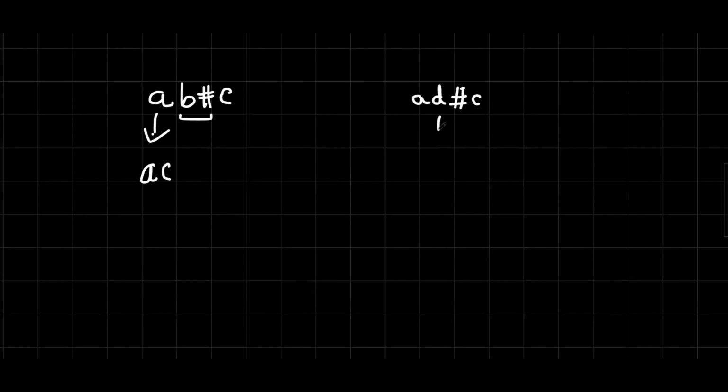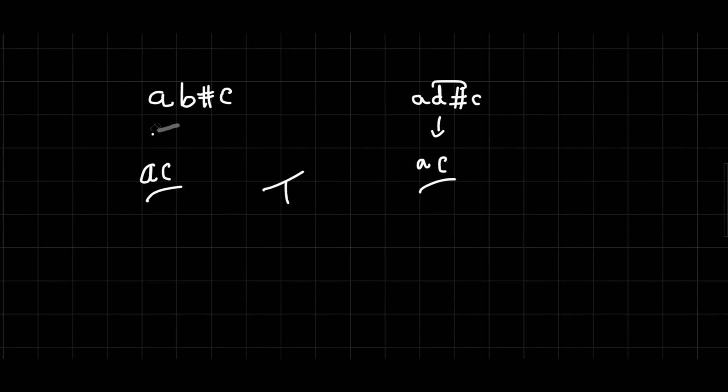And for the other string, first A will be placed here and there is a hash, so we have to ignore these two elements. So the final element will be C. After performing the backspace operations, we can see that both of the strings are equal. So in this case, we have to return true.